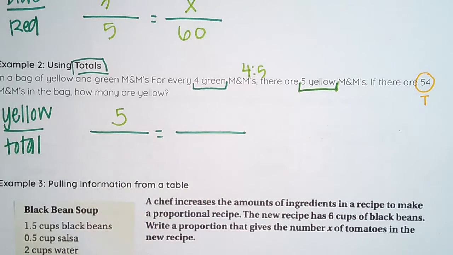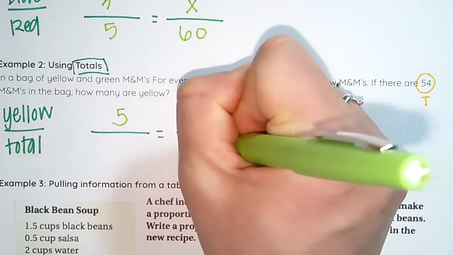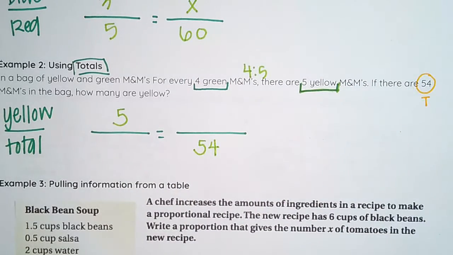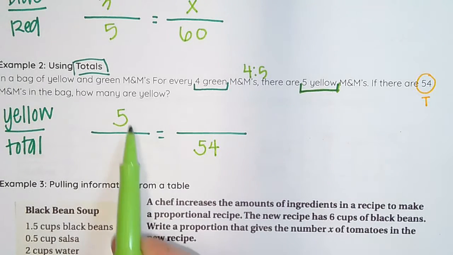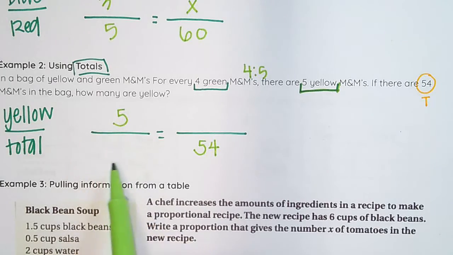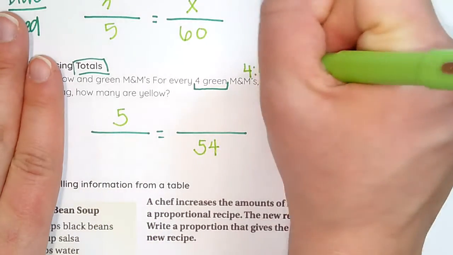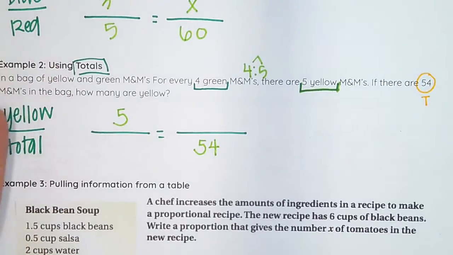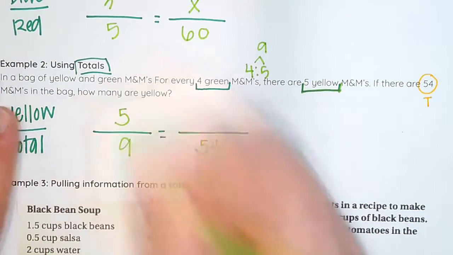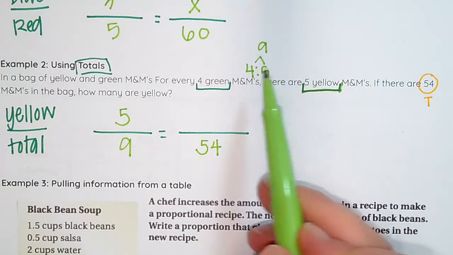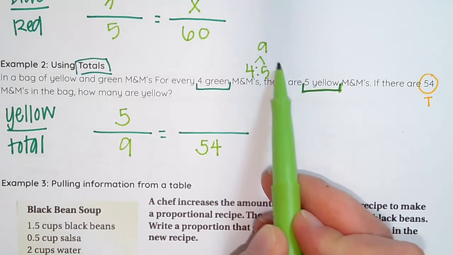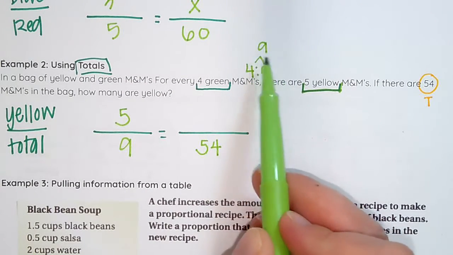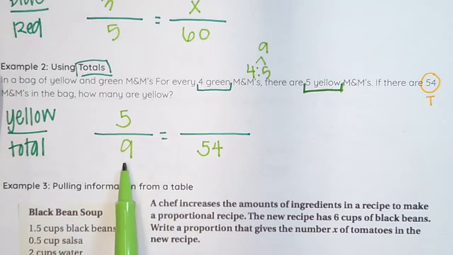Because that's telling me the total in the bag, the 54 goes over here in its own separate proportion, or ratio, excuse me. I need to know what the total is in regards to the 5 yellows. So I take the total of 4 and 5 combined, which is 9, and that's what goes here. If I have 4 green M&Ms and 5 yellow M&Ms, then I have 9 M&Ms. So my total is 9.